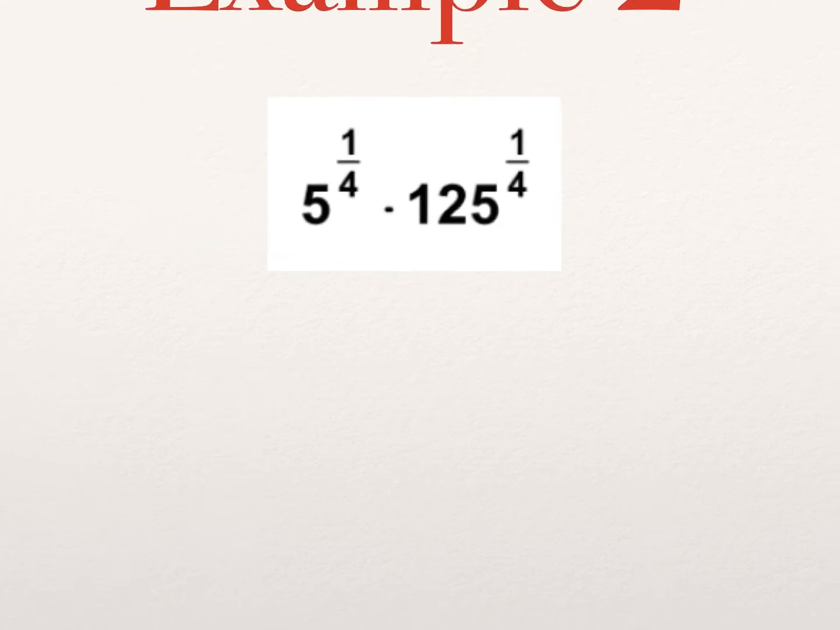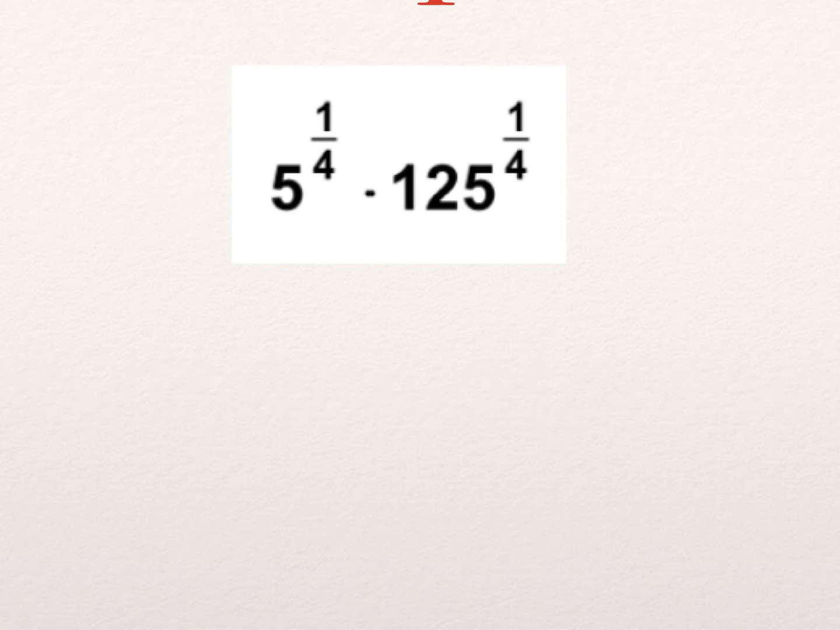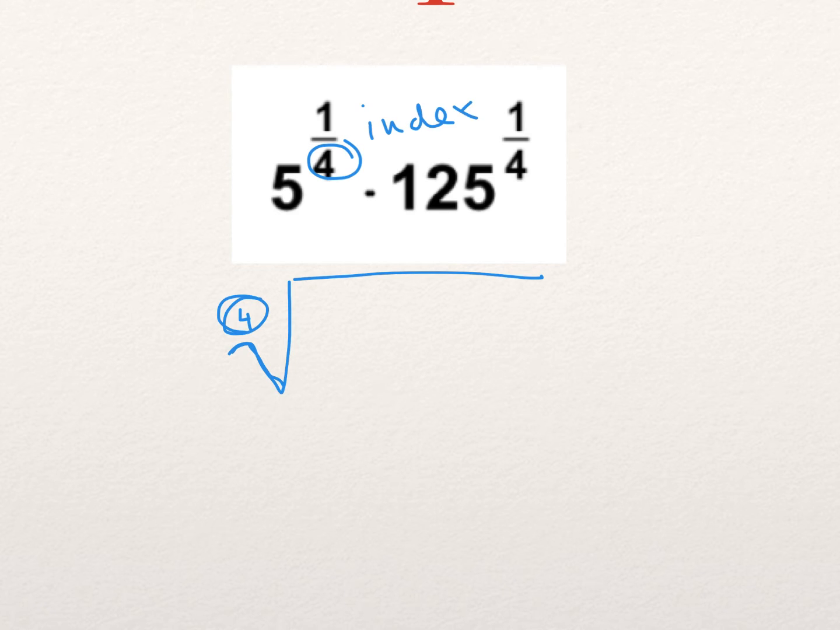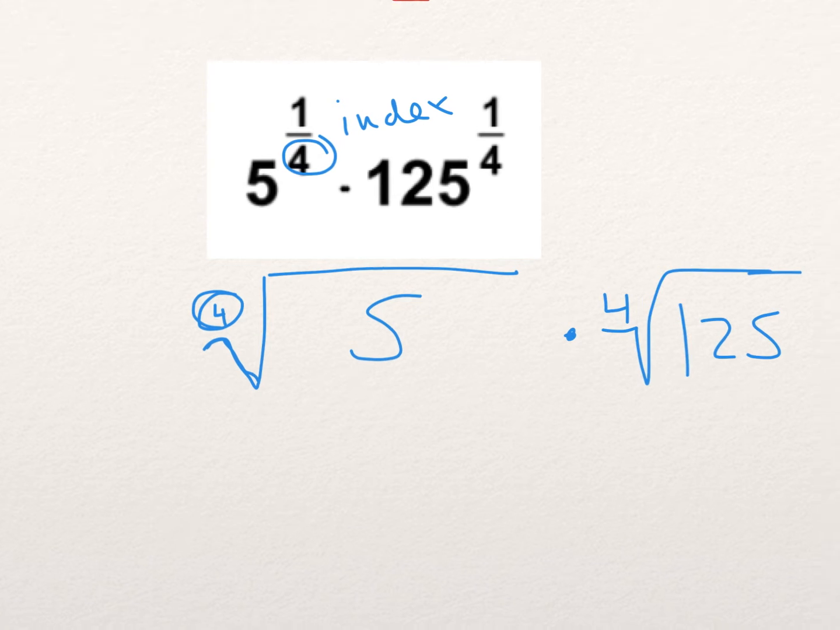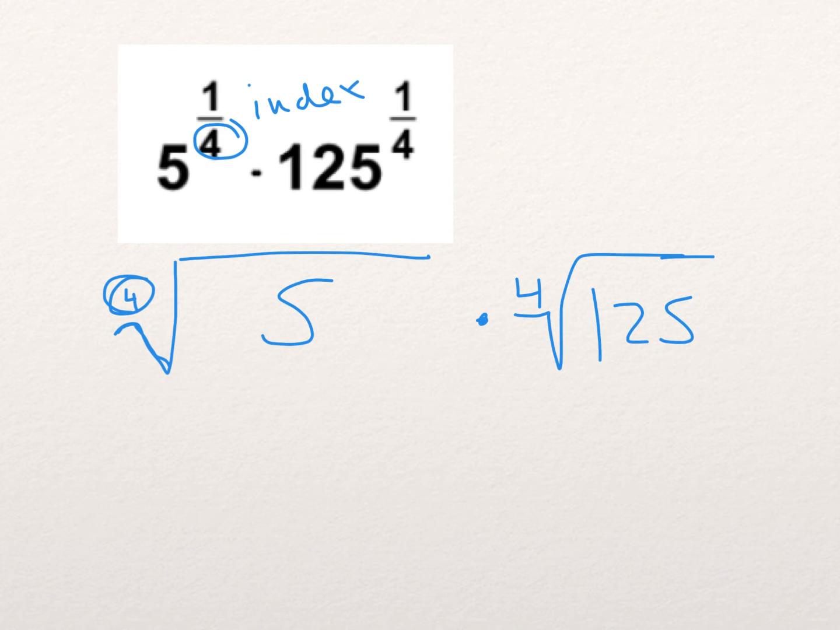Let's go to example 2. If we wanted to change this to a radical, what would our index on our radical be? What's that little number that goes out here? 4. Remember, whatever's on the bottom is our index. So we have the 4th root of 5 times the 4th root of 125. Do these have the same radical, the same index? Yeah.